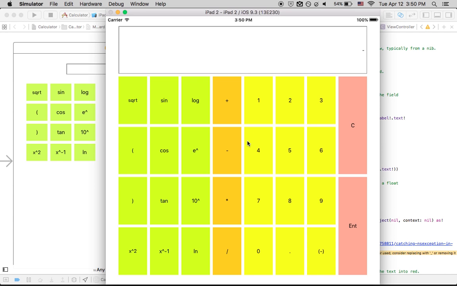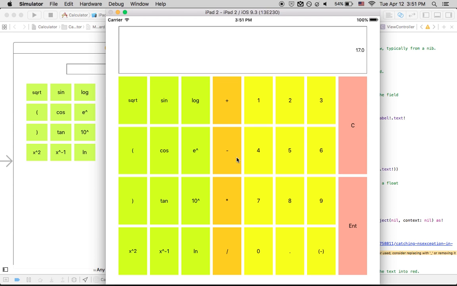Hello, this is a calculator that's been improved from the past layout project, so now it's fully functioning. If I press numbers, for example, I can do basic calculations, like 12 plus 5, and then enter, 17.